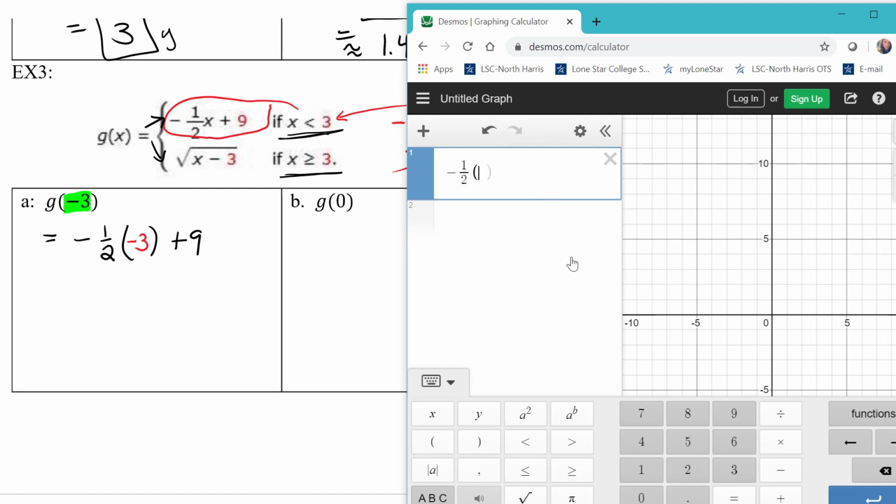I'm going to multiply that by negative 3. I'm going to add 9. So that gives me 10.5. So that's the decimal version of my answer.